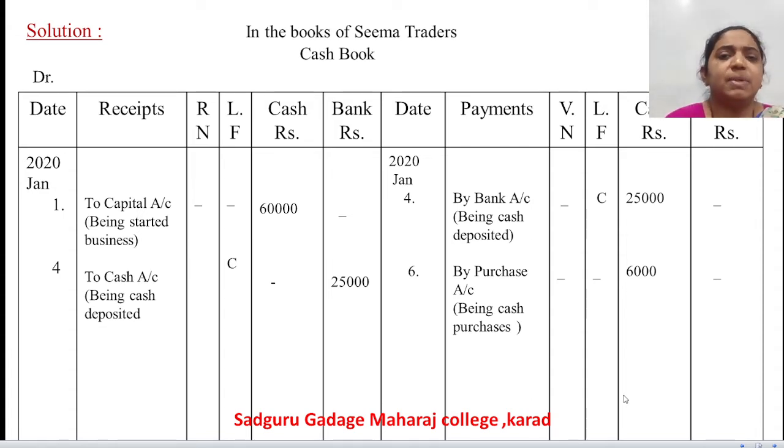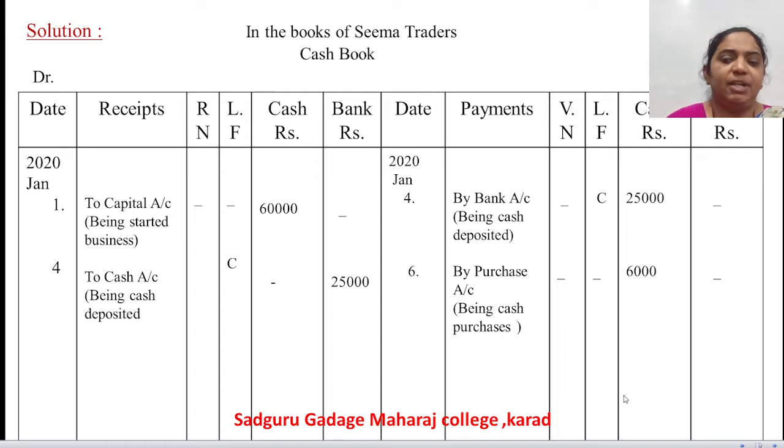What is the difference between single and 2-column? The difference is that whenever contra entries are there or bank related transactions, you will write in the bank column. Then, very important, whenever you write, you have to write the narration also. So you wrote to capital account, and the narration: being started business.